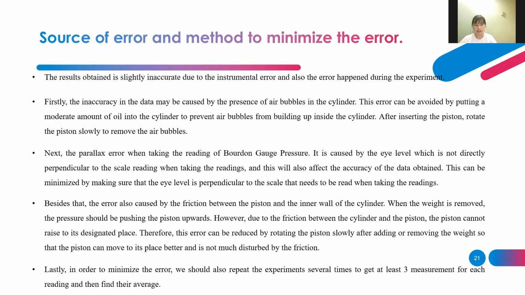when taking the readings. Besides that, an error is also caused by the friction between the piston and the inner wall of the cylinder. When the weight is removed, the pressure should push the piston upwards. However, due to the friction between the cylinder and the piston, it cannot rise to its designated place. Therefore, this error can be reduced by rotating the piston slowly after adding or removing the weight, so that the piston can move to its place better and is not much disturbed by the friction.